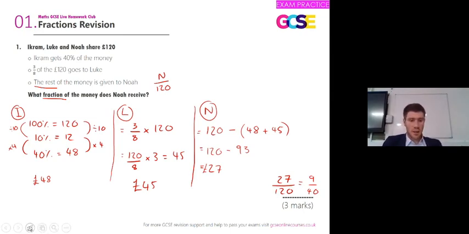3 marks available. Let's run through it. 1 mark for showing a process, either with Ikram or Luke. So let's just say it was for Ikram, showing our process to work it out. Another mark for subtracting the 2 values from 120 and getting towards that £27. And then 1 mark for actually writing it as a fraction. Remember, you don't have to simplify it unless they ask you to.